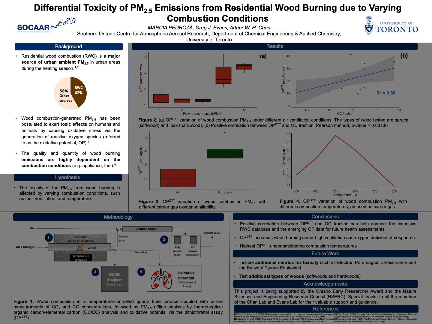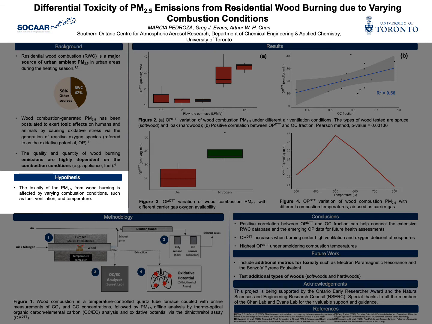Also, PM2.5 originated from wood combustion has been found to exert different toxic effects on both humans and animals. Oxidative stress via the generation of reactive oxygen species is one of the mechanisms that have been proposed behind the toxicity of wood combustion PM2.5, and it is called oxidative potential, or OP. Finally, there is a myriad of studies reporting that the type of emission depends on how the wood is burned. So by burning in different ways, we will get different PM2.5 composition, which leads us to our hypothesis.